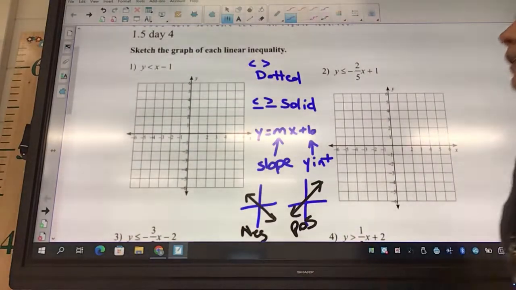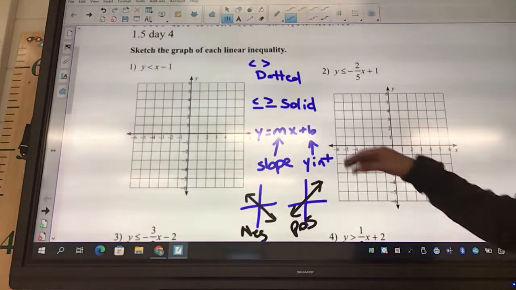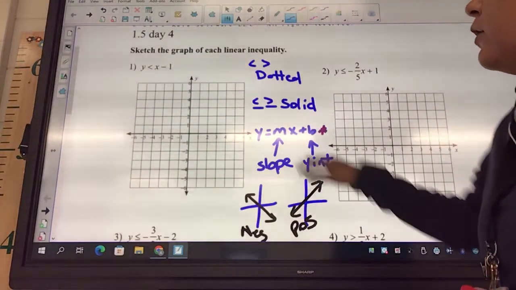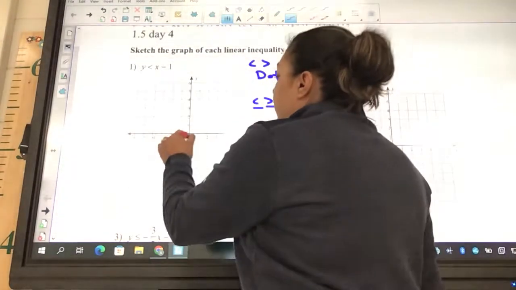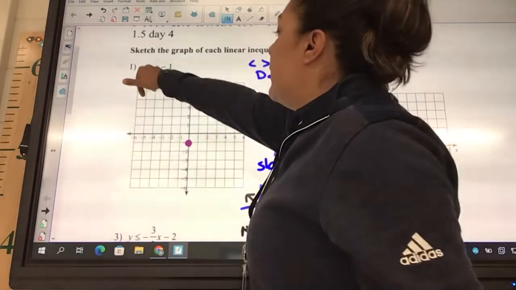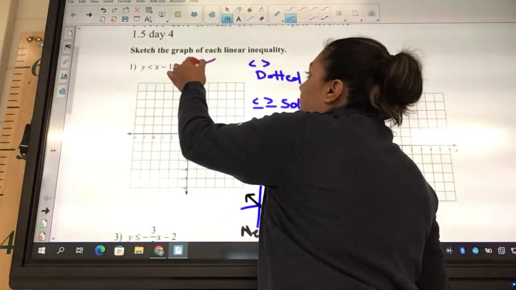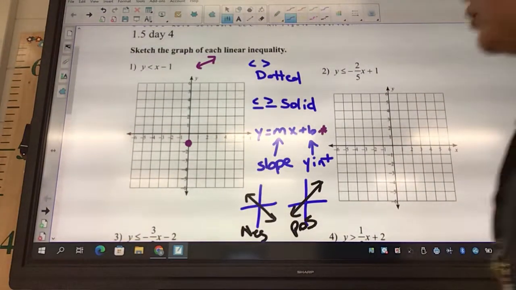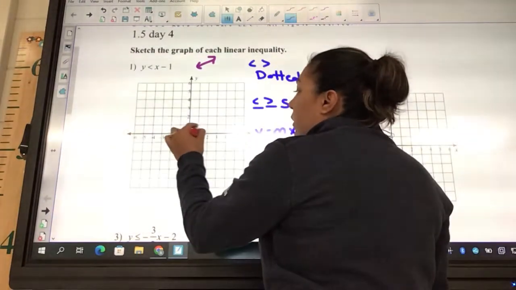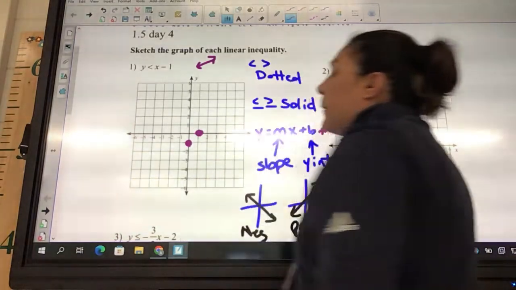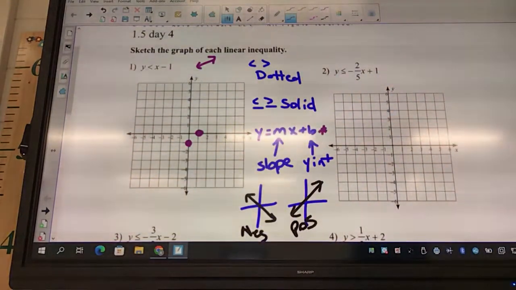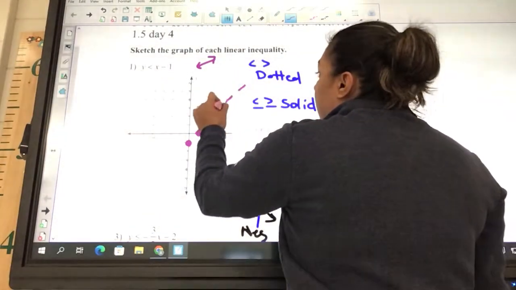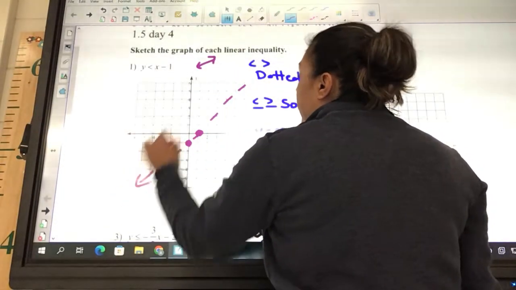Okay, so if we look at number 1, we start by graphing our y-intercept first. This part gets graphed first. So we go to where y is -1. Okay, and then we can look at this and say, well, it should be a positive line. So my line should look like this, okay? And my slope is 1 over 1. So we go up 1 over 1. Okay, is this solid or dotted? Okay, it should be a dotted line.